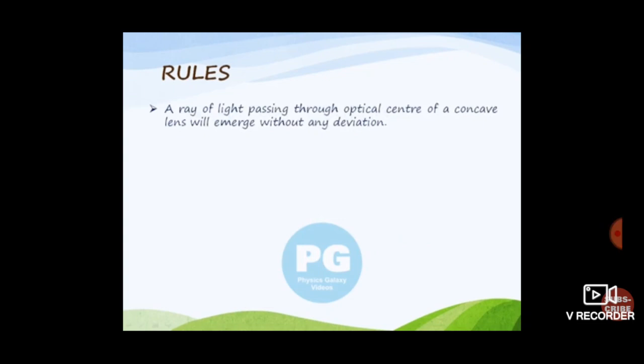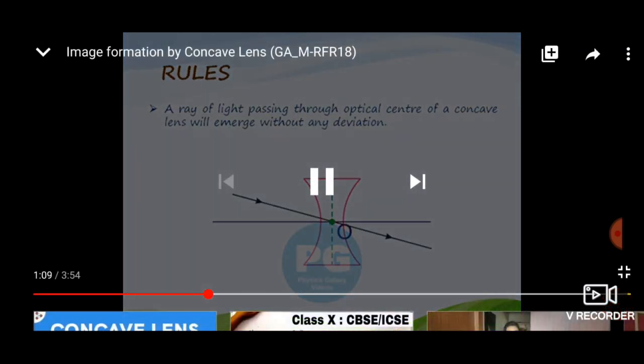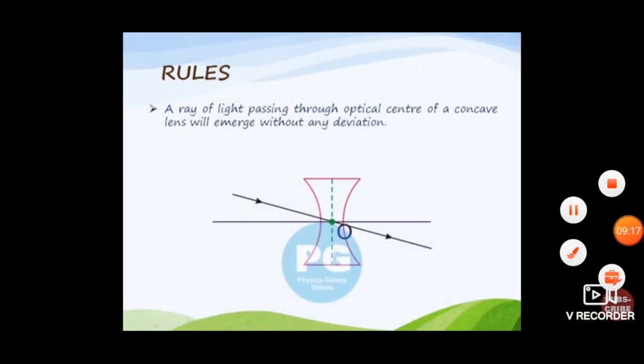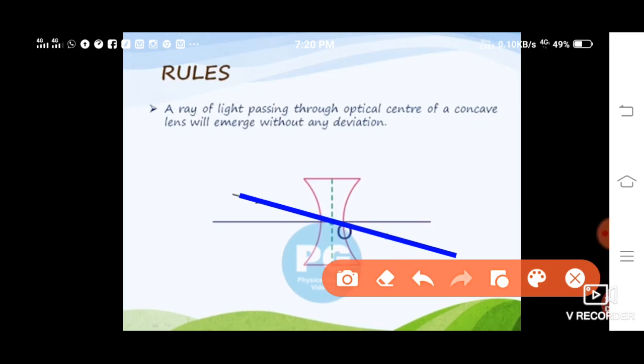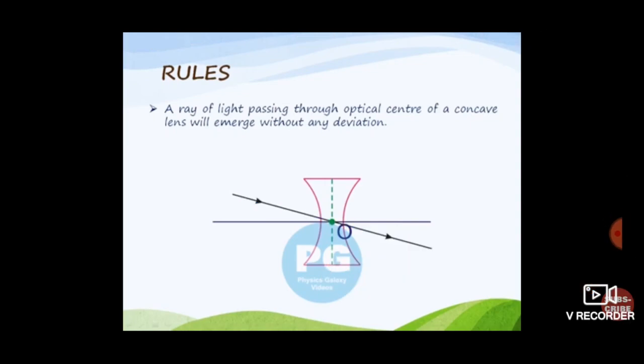A ray of light passing through the optical center of a concave lens will emerge without any deviation. There will not be any refraction of light. This rule is quite similar to the rule of the convex lens, that a ray of light which is passing through the optical center of a convex lens will pass undeviated. Similarly, for the concave lens, a ray of light passing through the optical center will pass undeviated after refraction from the lens.